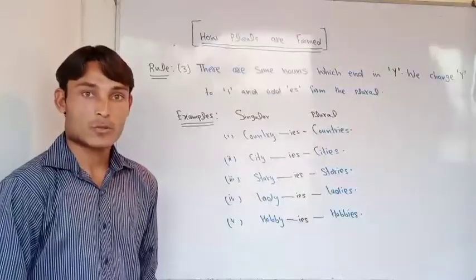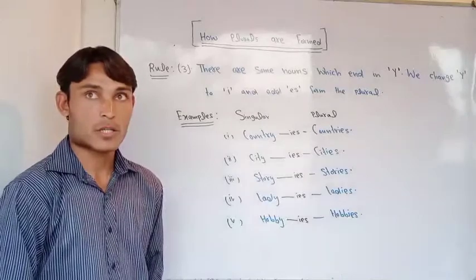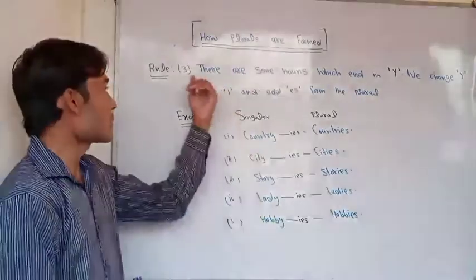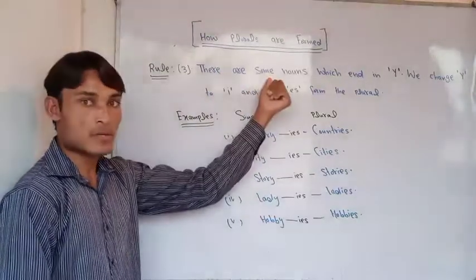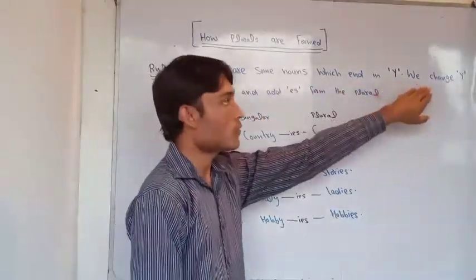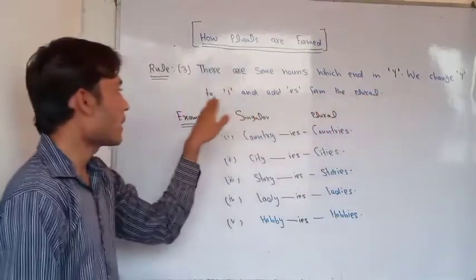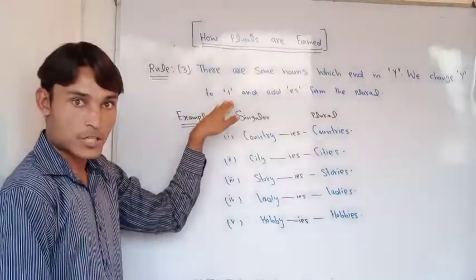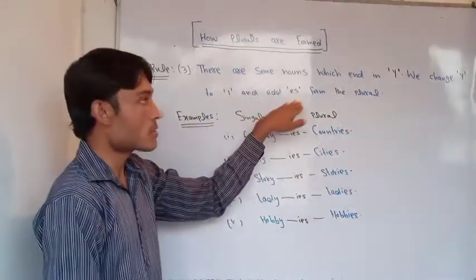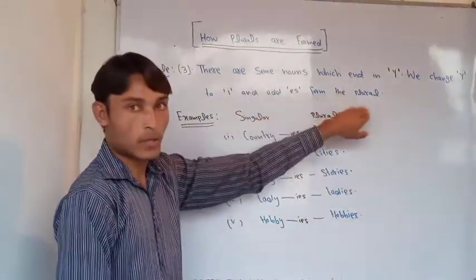That was rule 1 and rule 2. In this video we will discuss how we change singular to plurals. Rule number 3. There are some nouns which end in y, we change y to i and add es to form the plural.